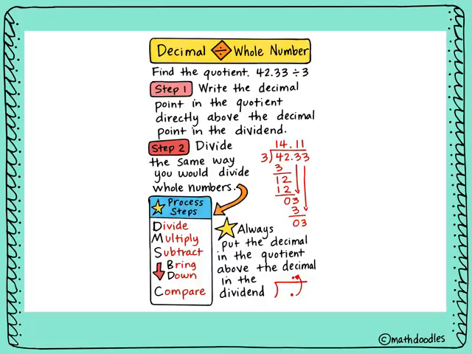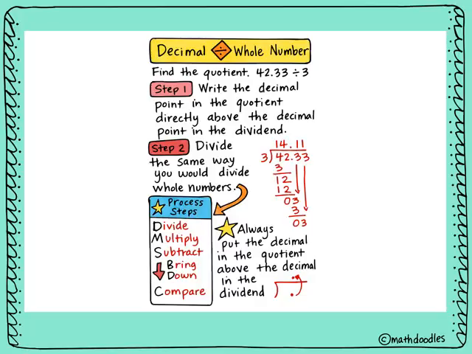Step 1, write the decimal point in the quotient directly above the decimal point in the dividend. Where it says 42.33, you put the decimal point directly above it, on top of the line between the 4 and the 1. We wouldn't have that answer yet, obviously, but you put the decimal point on top so that as you divide, everything is lined up correctly.